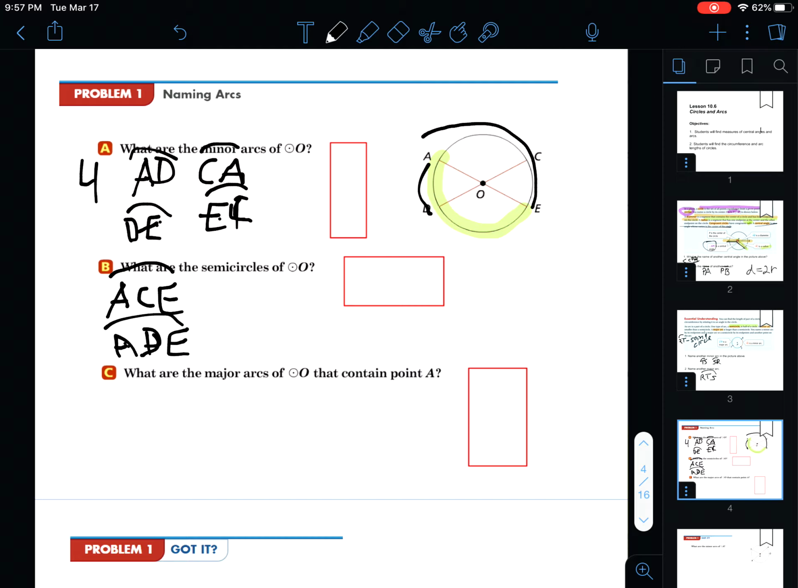And that's how you're going to distinguish between two semicircles. You're going clockwise or counterclockwise, ACE or ADE, by that middle term, and that's why we add a third letter in there to make that distinction. What are the major arcs in this one?